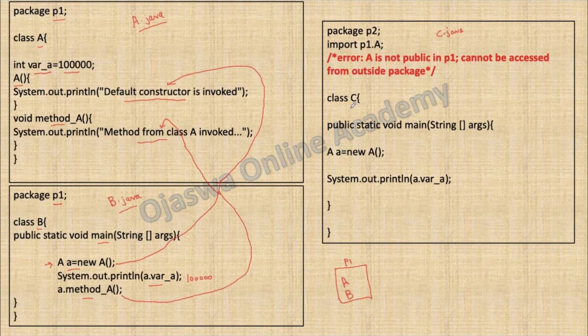But what about class C? We have defined a different package, that is P2, and we have included class A belonging to package P1. That is why we have written import p1.a. We have defined class C and we have a main method inside class C. Here we are trying to create an object of class A.